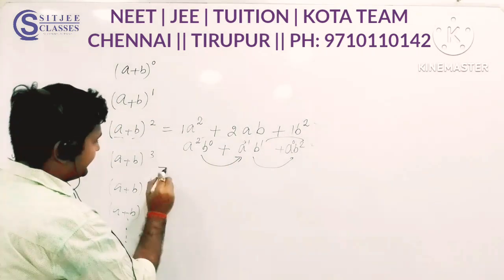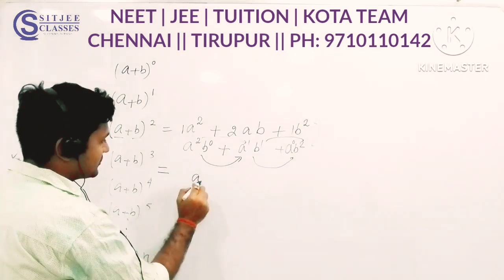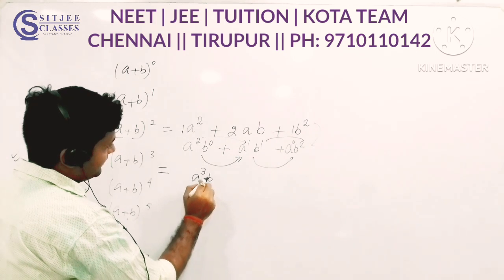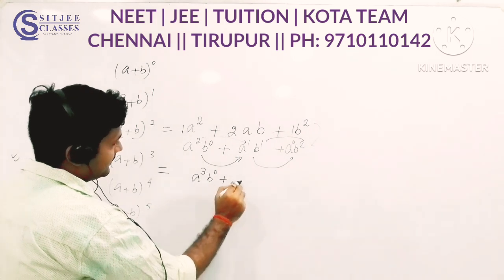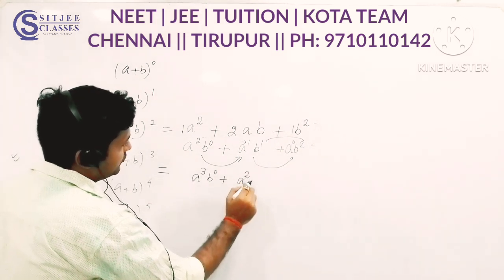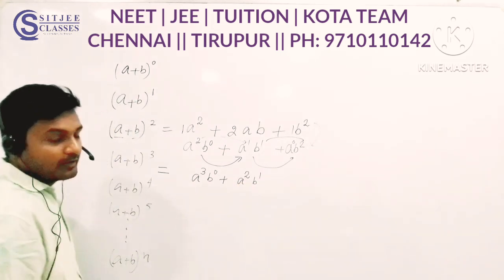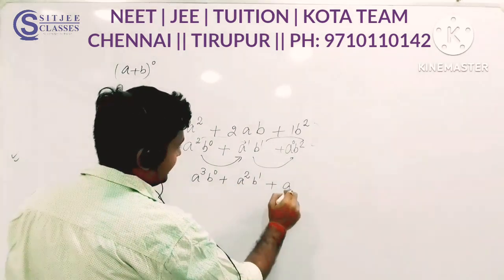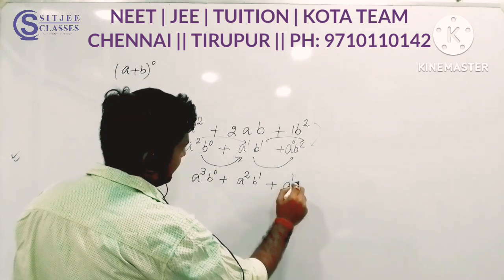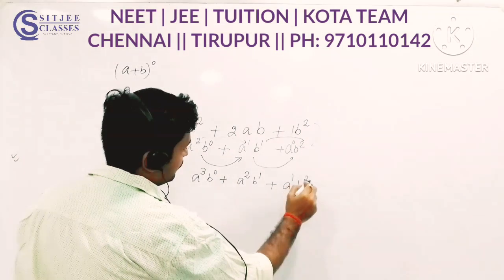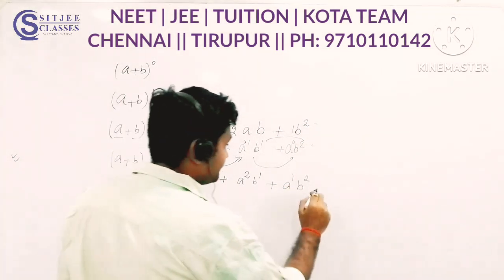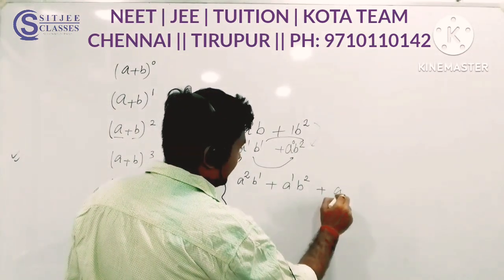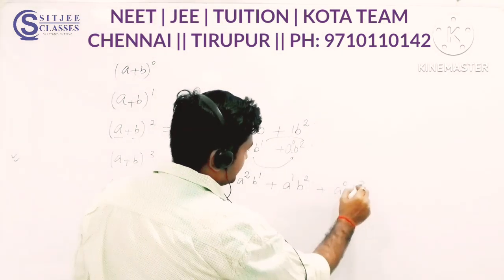Similarly, can we write here for 3? So let us start. A to power 3, B to power 0. Next term, decrease A by 1. So A will become 2, B will become 1. Third term, A will be again decreased by 1, so 1, B will be again increased by 1, so 2. Correct? Next term, A will be decreased by 1, so A will become 0 and B will become 3.